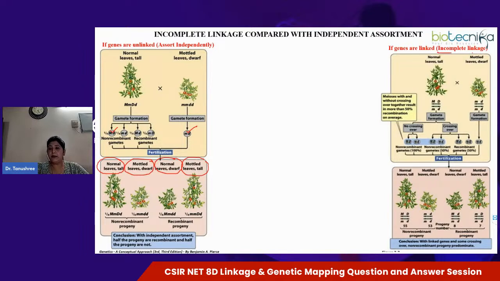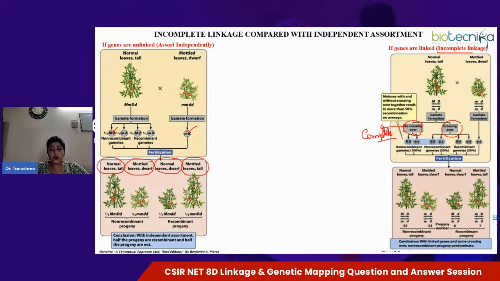However, in case of linkage, what happens if there is no crossing over, that is, when there is complete linkage? In case of complete linkage, what will happen? We will get non-recombinants. 100% of gametes formed will be non-recombinant.